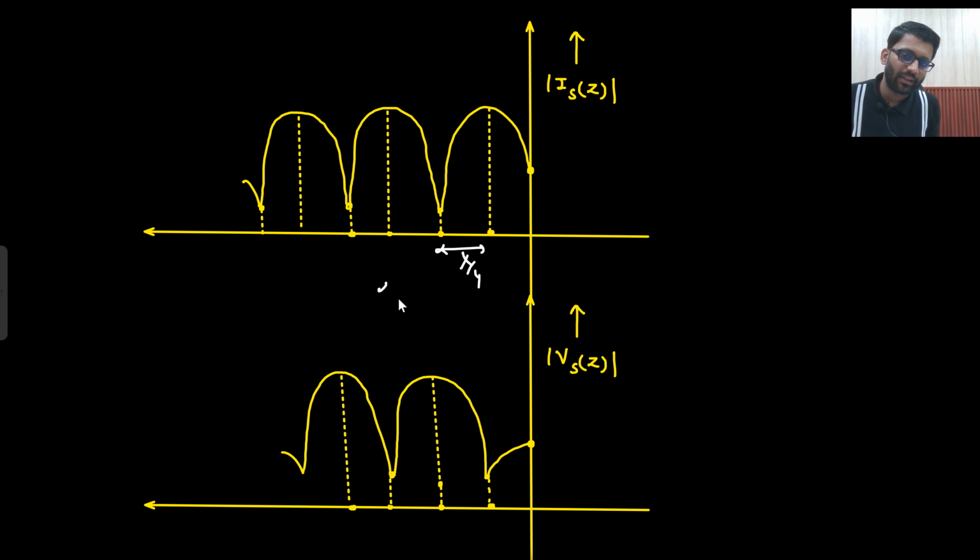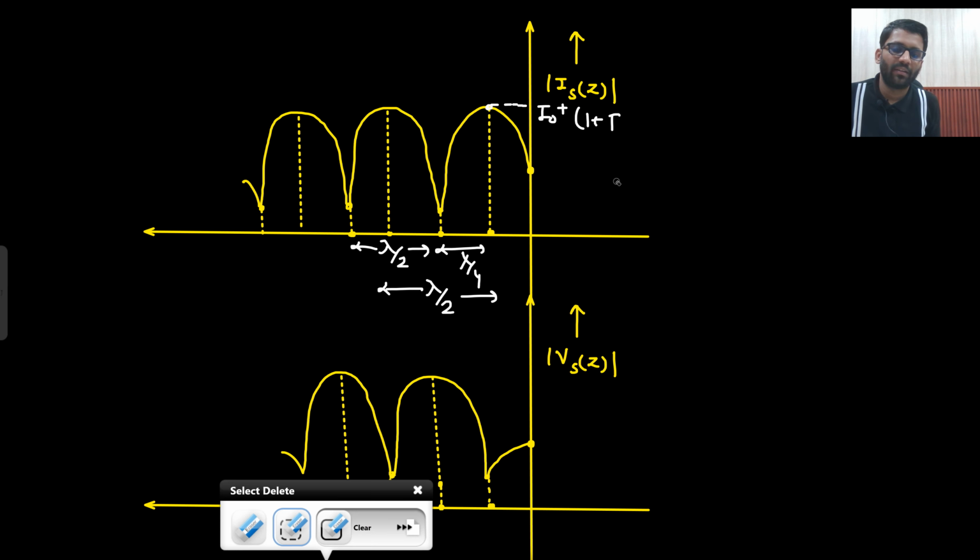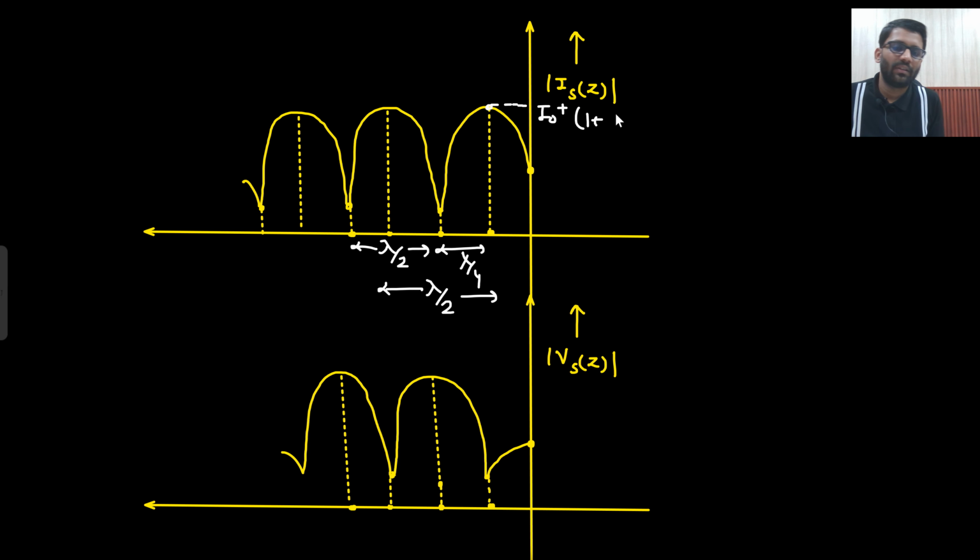That's for sure. Here the gap will be lambda by 2. What will be the maximum value? That also I don't know, but I can write it down. This will be I naught plus into 1 plus mode of gamma L. So mode of gamma L you can find out. And this will be I naught minus 1, I naught plus only 1 minus mode of gamma L. Are you getting this point? Okay. And this will be V naught plus mode of gamma L.